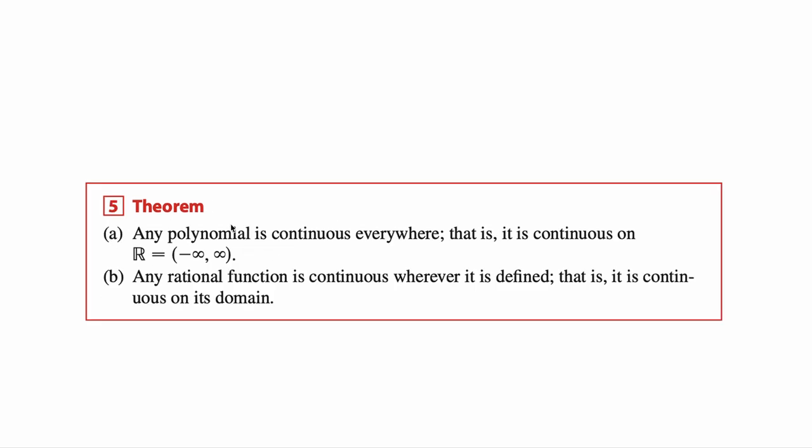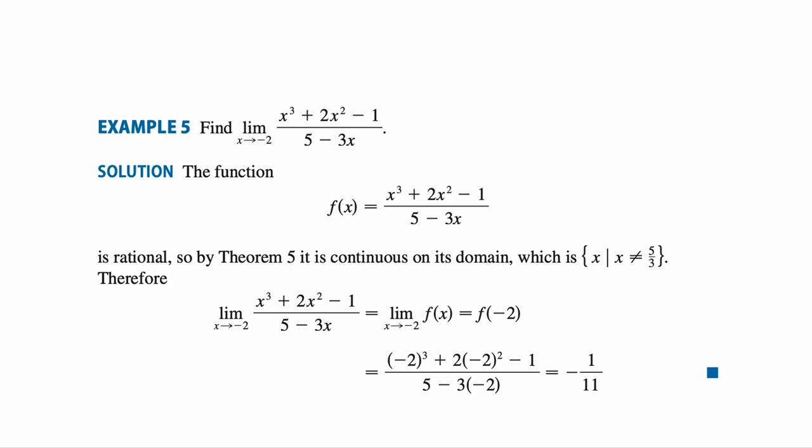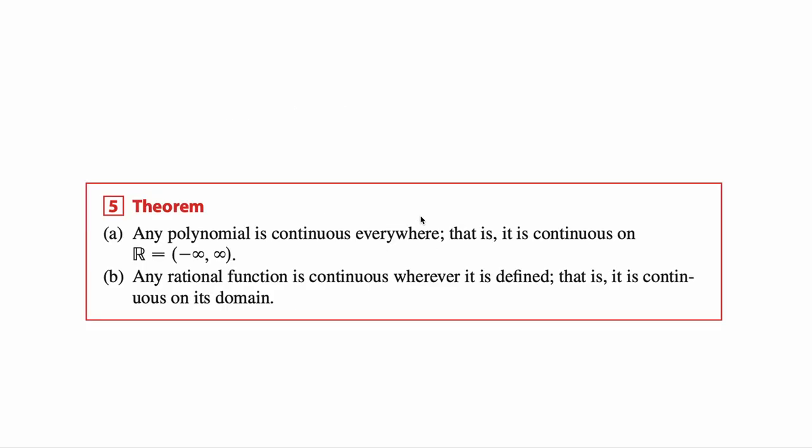Polynomials, right? All polynomials are continuous. All rational functions are continuous as long as the denominator is not 0. So here's a rational function. Again, we saw an example of this earlier. As long as the denominator is not 0, in fact, the denominator is 0 exactly when x is 5/3. So as long as x is not 5/3, this function is continuous everywhere except for 5/3, the place where the denominator is 0. And that's from this theorem, right? Rational functions are continuous everywhere as long as the denominator is not 0.